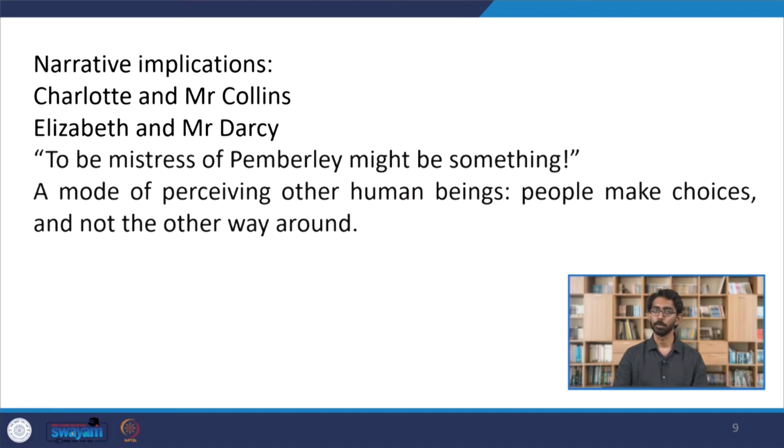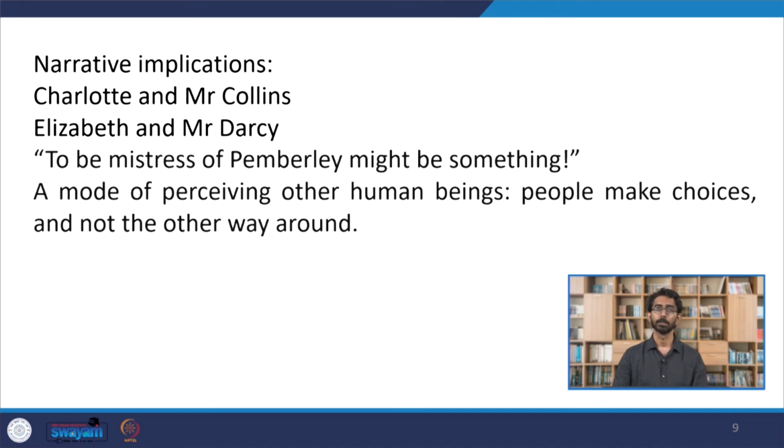Now, there are some very important narrative implications also for Charlotte's choice and the decision that Charlotte makes, that property, and in fact guaranteed property, was much better than the risk of happiness, especially if the chance of happiness came with the risk of being penniless. Right? Charlotte and Mr. Collins make one matrimonial pair. Later on in the novel, we find that Elizabeth and Mr. Darcy make another matrimonial pair.